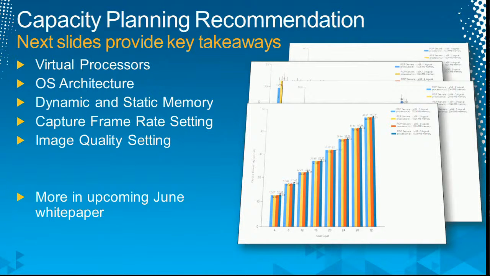So there's a large ream of data, but in the next few slides, I want to distill it to the key actionable pieces. So what's the impact of virtual processors? What's the impact of the OS architecture? Does dynamic and static memory make a difference? As well as what happens when I change the capture frame rate, and what happens when I change the encode value or the image quality settings. So when I make my changes, what's the impact on these variables, and how does it apply? The white paper will go into much more depth about other settings, and it will also provide appendices of all the data.